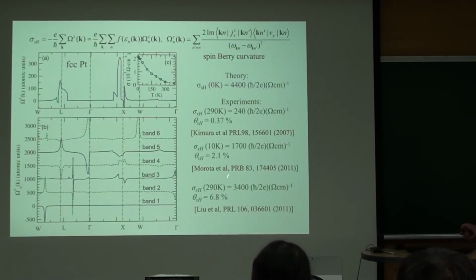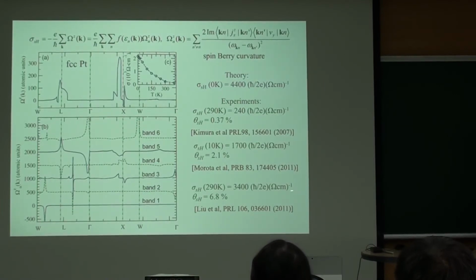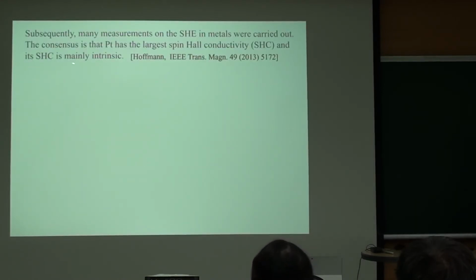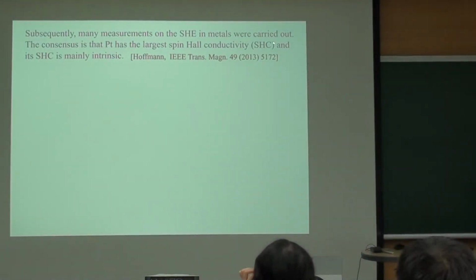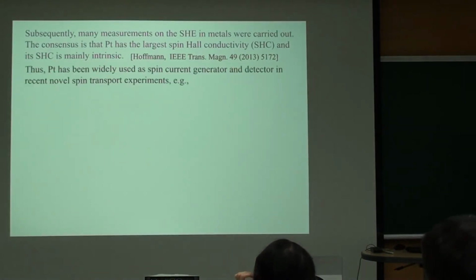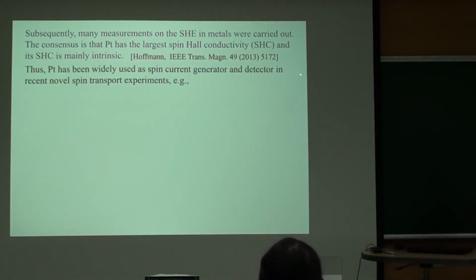Now, as I mentioned before, experimental people first measured 240, and we had a tough time getting the paper published because ours was much higher. But fortunately, eventually we got the paper published, and these experimental people cooled it down and found that at 10 Kelvin it increased to 1,700. Then a lot of people measured, and more or less confirmed what we got, 4,000, and for me that's very good, the same order of magnitude. Now there's a consensus that platinum has the largest spin Hall conductivity among the transition metals. Because of this, it has been used as a spin current generator and detector in many important spin transport experiments.